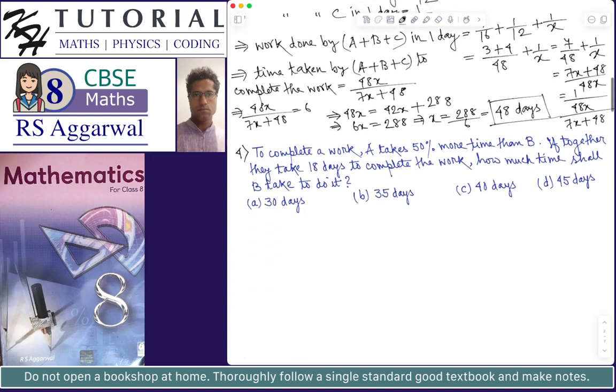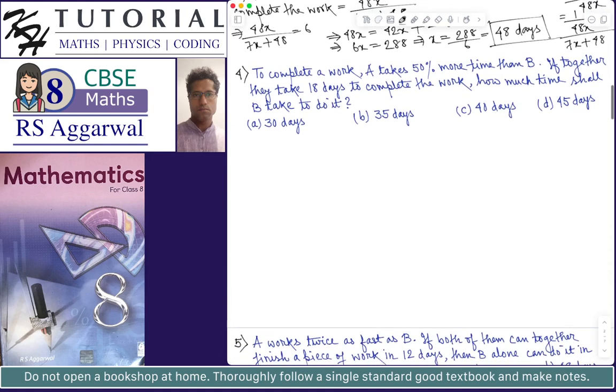Okay, let's do problem number 4. To complete a work, A takes 50% more time than B. If together they take 18 days to complete the work, how much time shall B take to do it? Okay, so we don't know how much time A is taking to complete the work, how much time B is taking to complete the work. We only know that A takes 50% more time than B.